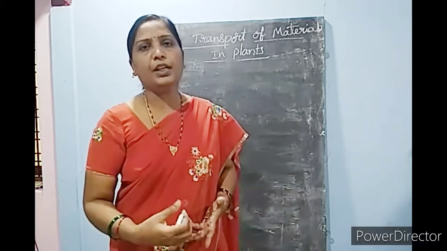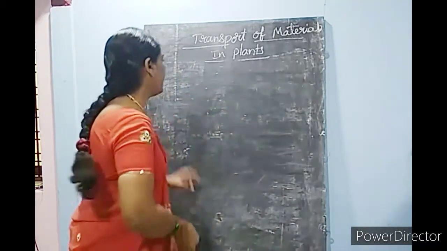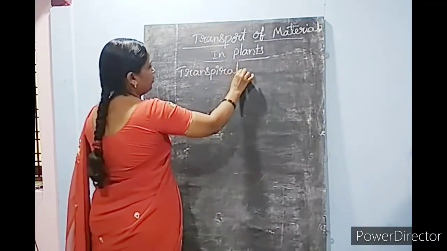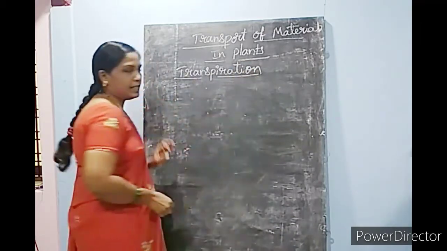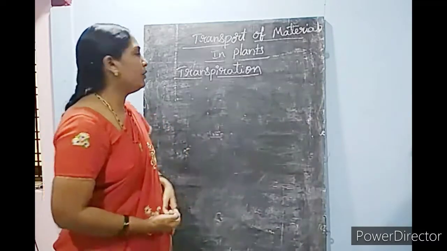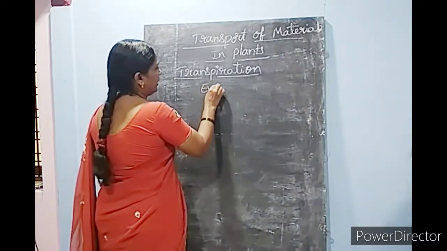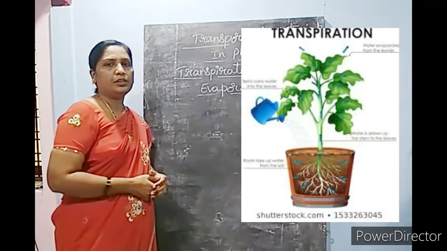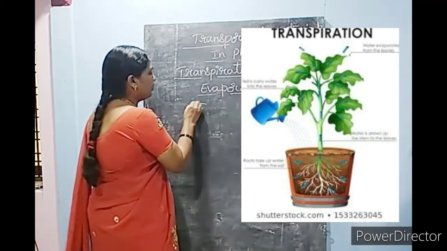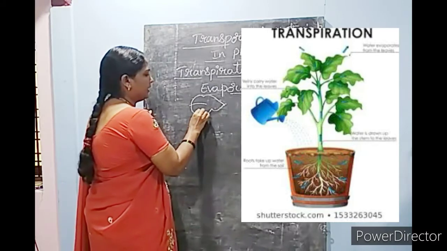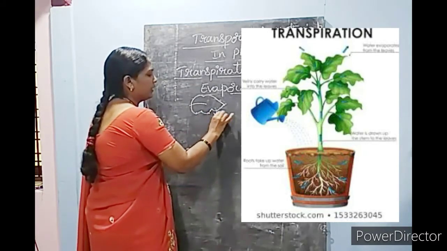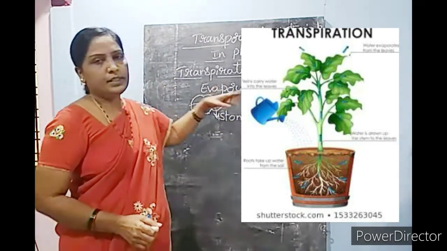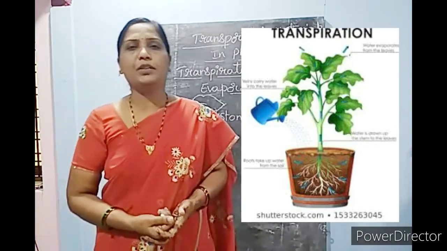The other process also taking place in plants is transpiration. Transpiration is another process which takes place in plants. Transpiration means evaporation of excess water from plants, and you all know that in leaves tiny pores are present. We call them stomata. Through the stomata, the water gets evaporated and comes out into the atmosphere.